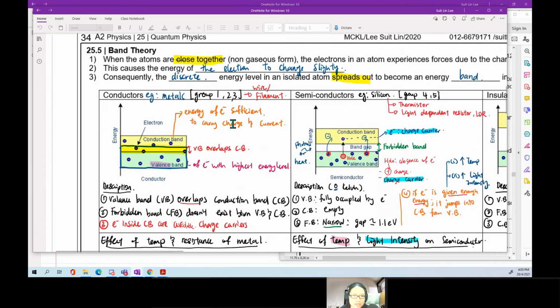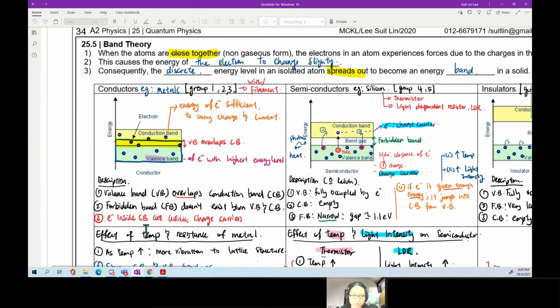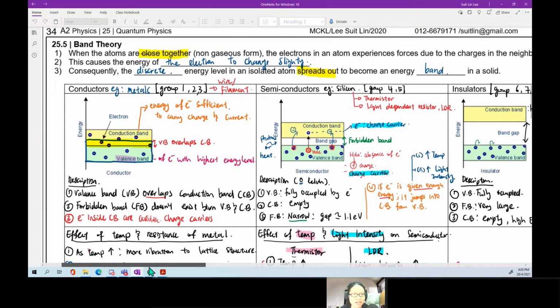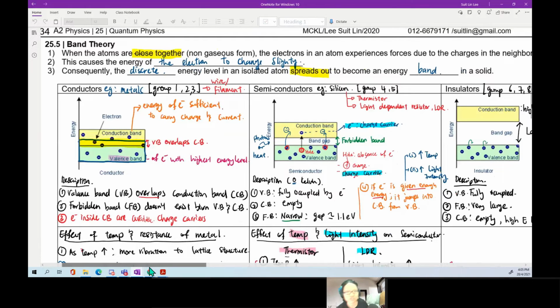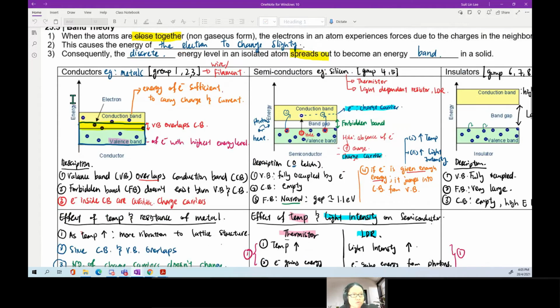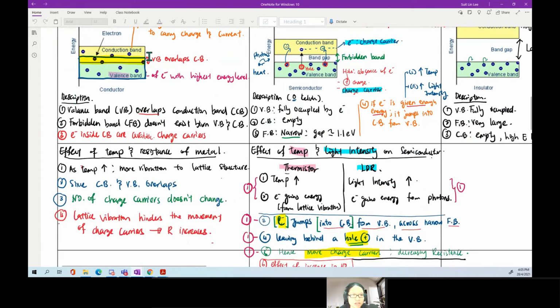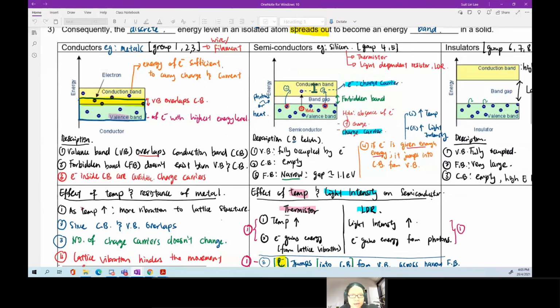Okay, so band theory. They will ask you things like, how come we have a band? The reason we have a band is because when the atoms are close together, they will disturb each other's energy levels. They push each other's energy levels a bit. So the discrete levels will spread out and become a band. All right. So for conductors, there's an overlap. For semiconductors, there's a gap, but the gap is tiny. So the electron just needs a bit of encouragement to push it into the conduction band.